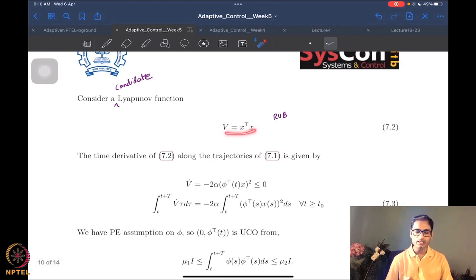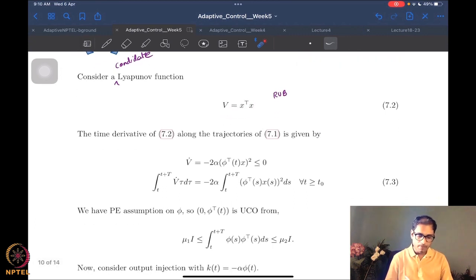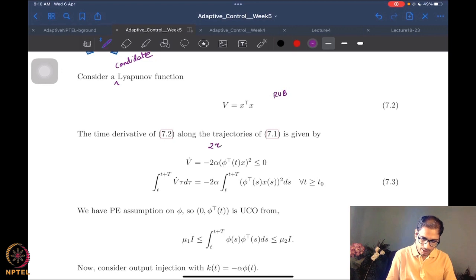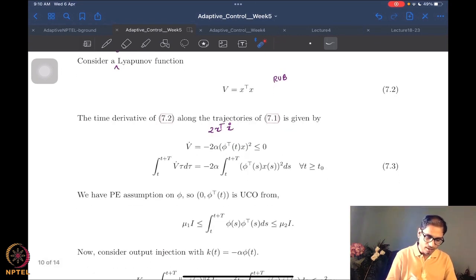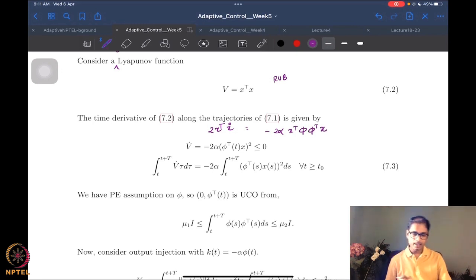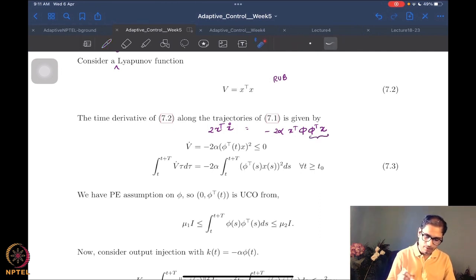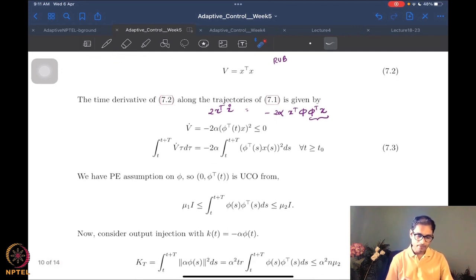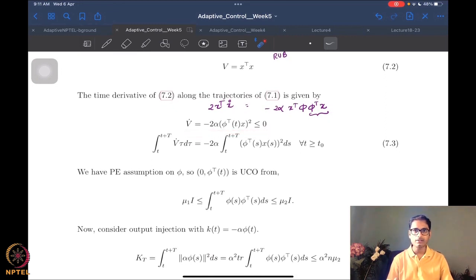Okay. Then we carefully take the derivative along trajectories. It's very simple. It is basically just x transpose x dot. So I get something like twice x transpose x dot, and if you substitute for x dot, which is minus alpha phi phi transpose x, you start to get something like this. And this is of course the square of phi transpose x, because it's like an inner product of phi transpose x with itself. So this is just that. I can write it in this nice compact form.